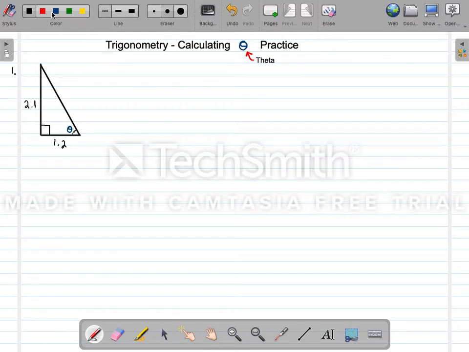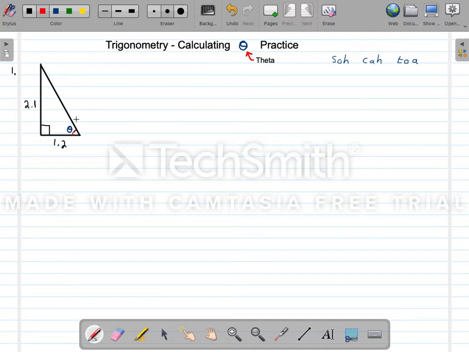So the first thing I would do, for any question that has to do with trigonometry, is write out my SOHCAHTOA somewhere on my page. Then I'm going to look at the triangle and see what I'm given. I'm going to identify my angle, which is right here, and then see what sides I'm given.